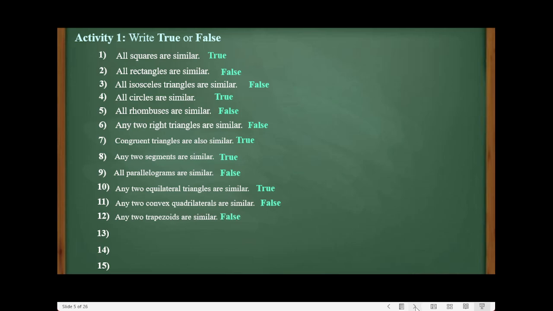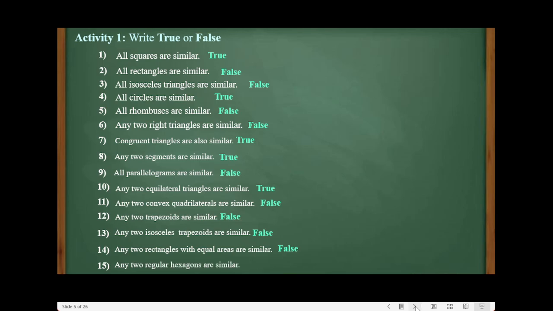Any two isosceles trapezoids are similar. So the answer is false. Next. Any two rectangles with equal areas are similar. It's false. And finally, number 15. Any two regular hexagons are similar. It's true. Okay?